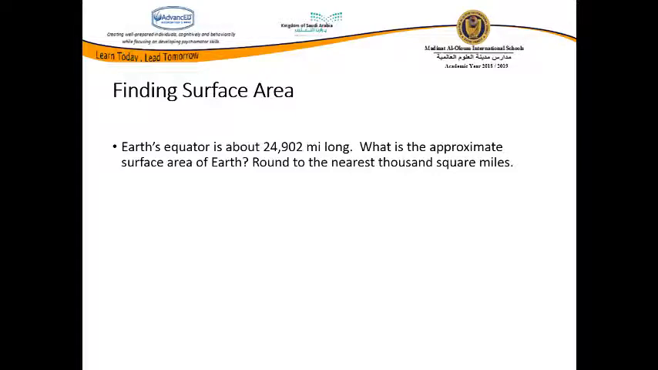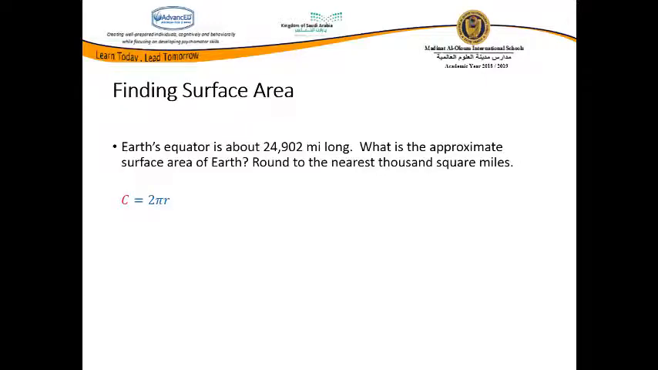Earth's equator is about 24,902 miles long. This is the circumference of the Earth's equator. What is the approximate surface area of Earth? Round to the nearest 1,000 square miles. Since we have the circumference of the Earth's equator, 24,902, let's use this formula.